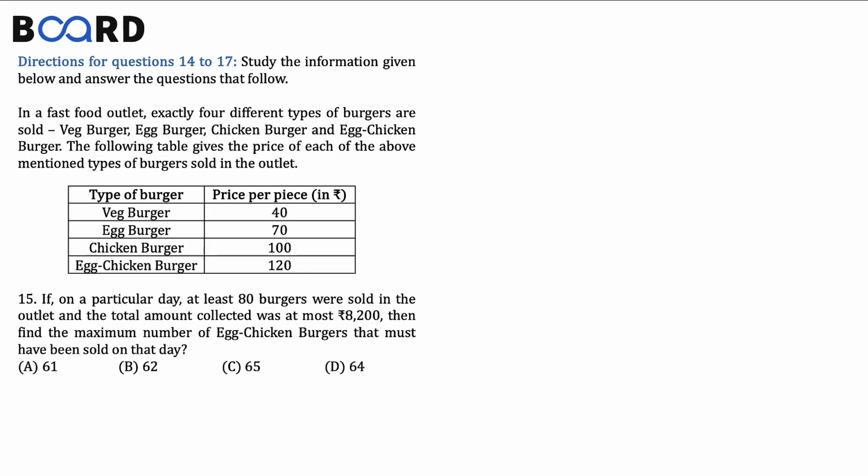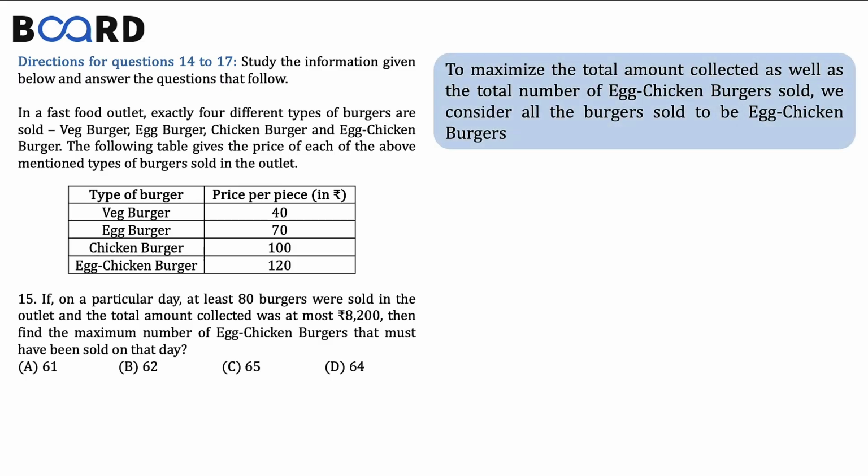Okay. Usually, what would a student do? Like the logic that we applied in the previous one, how would a student approach? That to maximize the total amount collected as well as the total number of egg chicken burgers sold, we consider all the burgers sold to be egg chicken burgers. Obviously, that's what we would want. If they're asking us to maximize, we would want all the 80 burgers sold to be egg chicken burgers.